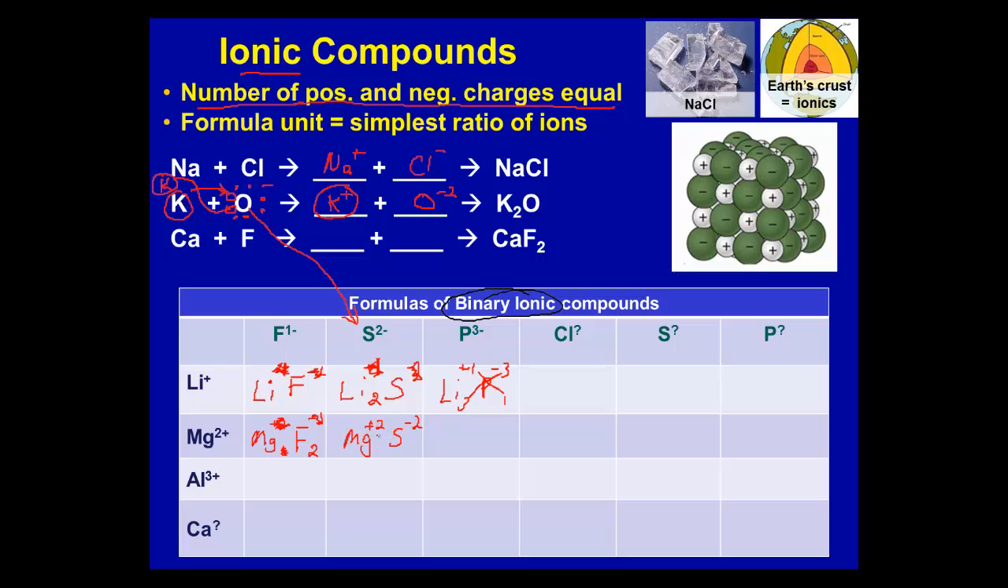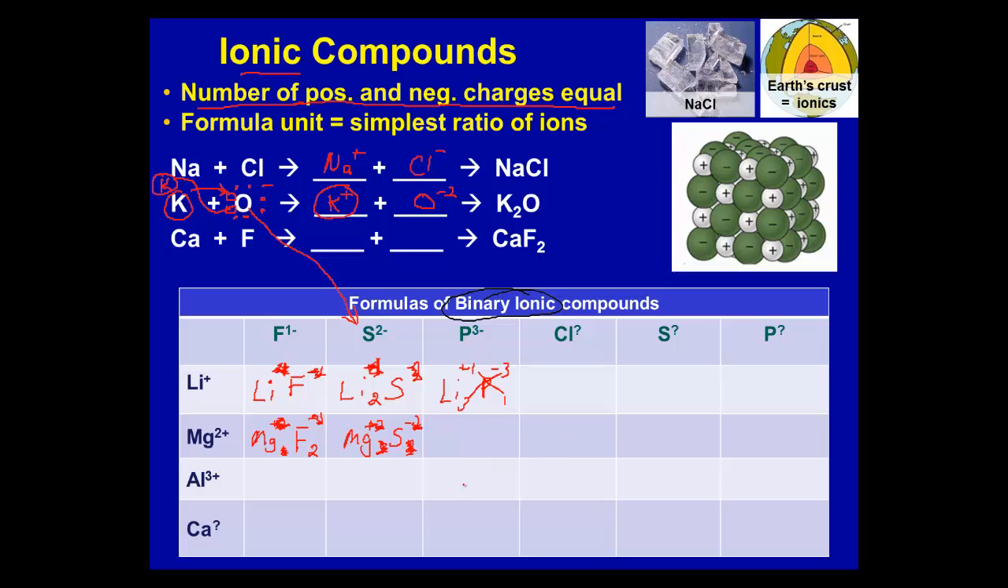Now if you did the crisscross method here, this is one reason why the crisscross sometimes fails us. You'd put a 2 here and a 2 there. At that point you'd have to recognize that you need to take these to the, I think it's called the least common denominator. So 2 is to 2 as 1 is to 1, and we don't write 1s. So the answer to this is just MgS. So scribble all those numbers out.